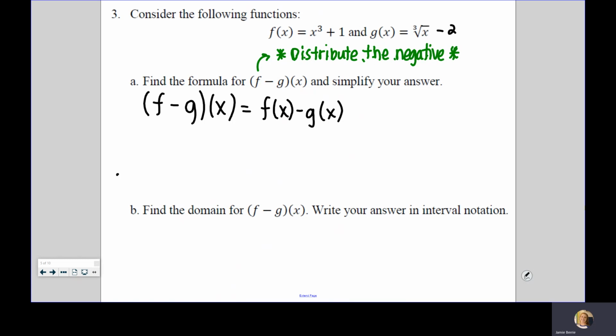So now we're going to plug in our functions. F of x is x cubed plus 1. So that whole thing gets replaced with x cubed plus 1. All right, and then minus. And here's where we're going to add something in. We're going to put this part in parentheses so that reminds us to distribute the negative.